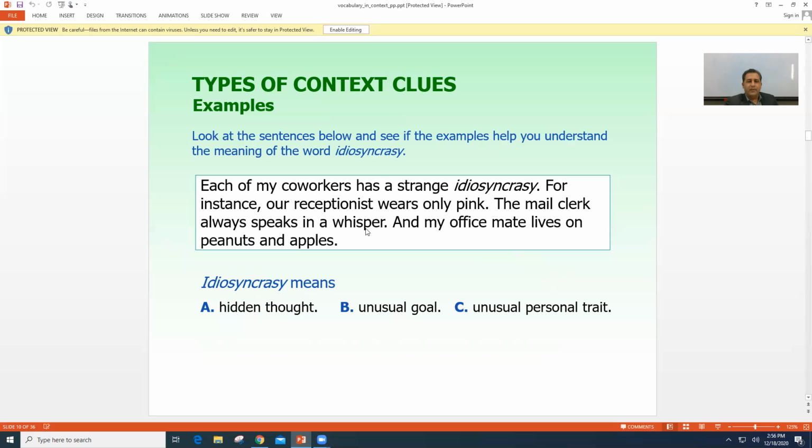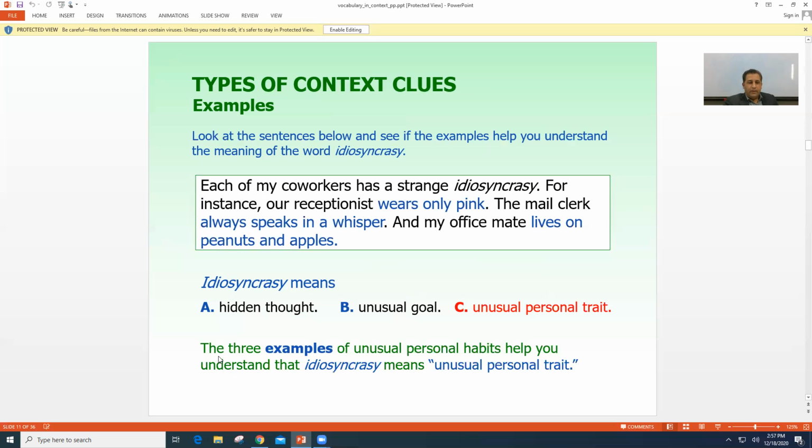Likewise, the male clerk always speaks in a whisper. So if the male clerk always speaks in a whisper, do you think it's a hidden thought, unusual goal, or unusual personal trait? Likewise, my office mate lives on peanuts and apples. If you see these three examples, do you think they are about hidden thoughts, unusual goal, or unusual personal trait? Of course, most of you must have figured out that the meaning of idiosyncrasy can be unusual personal trait, because these three examples are actually examples of unusual personal traits, personal qualities. So the three examples of unusual personal habits help you understand that idiosyncrasy means unusual personal trait.